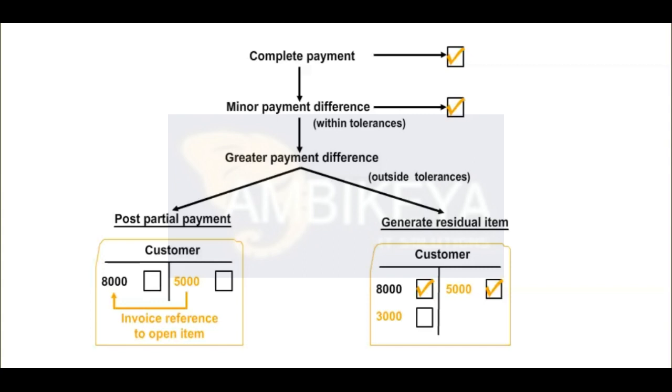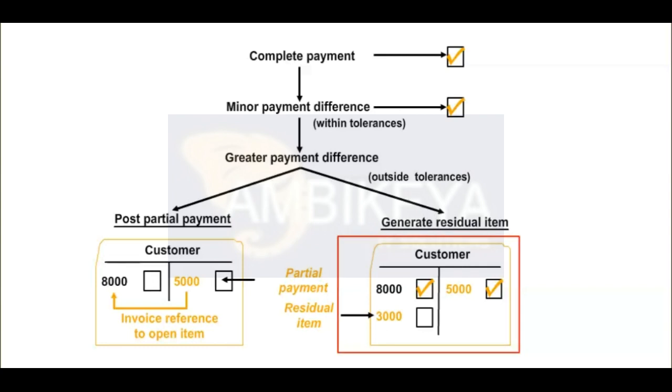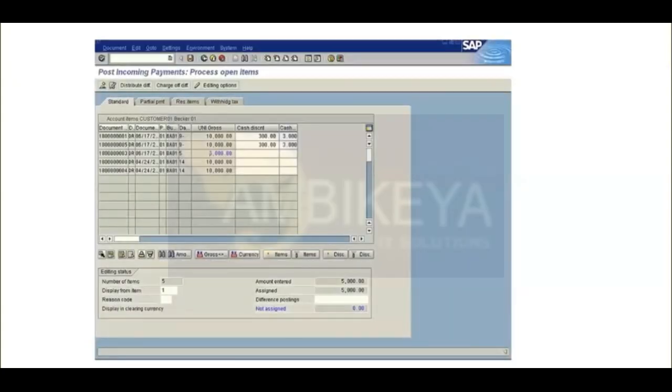The two methods of posting payment differences are partial payment. The item being short paid does not clear. A new open item in the amount of the payment is created on the credit side. This credit entry shows up right above the open item being paid and it references the open item being short paid. Residual item. The open invoice is cleared and a new open item, that is residual item, in the amount of the payment difference is created. This figure shows the process incoming payment screen.